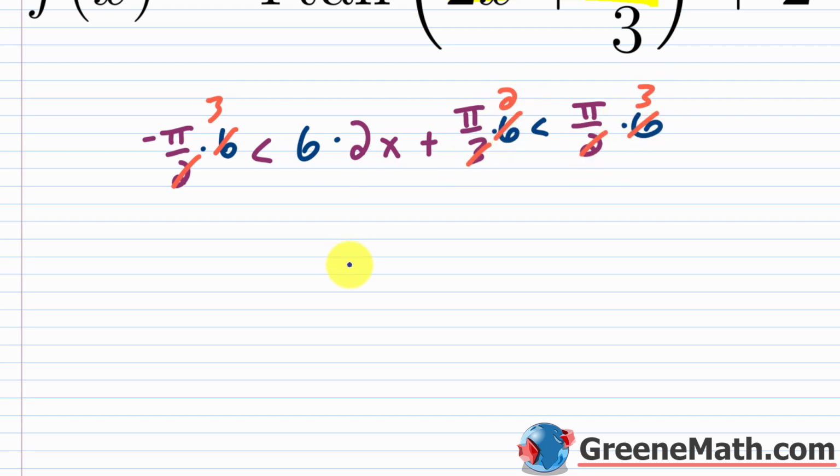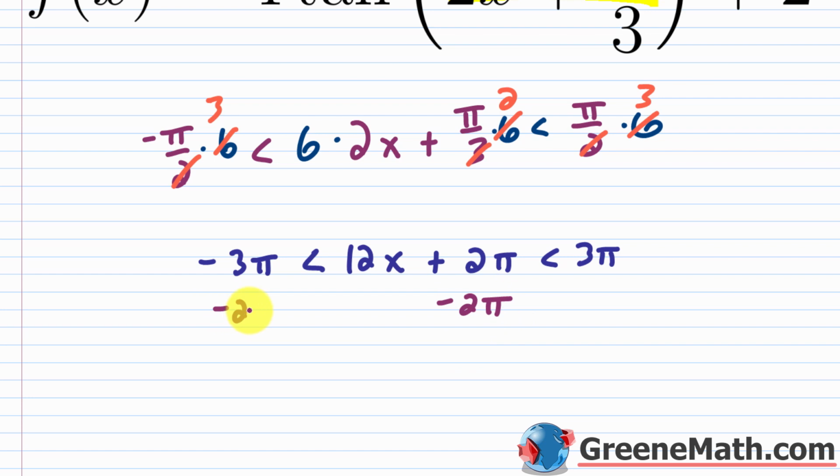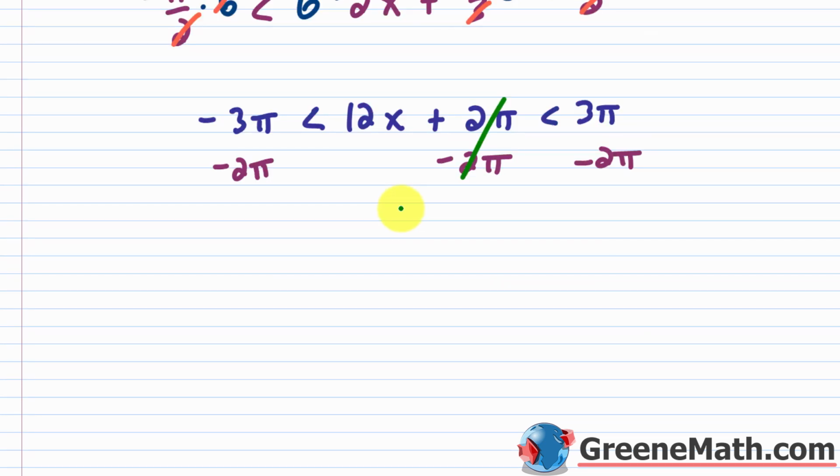So we would say that 3 times negative pi is negative 3 pi, and this is less than 2x times 6, which is 12x, plus 2 pi there. And then this is less than 3 times pi, which is 3 pi. All right, let's subtract 2 pi away from each part here. So we'll cancel this, and we'll say that 12x is greater than negative 3 pi minus 2 pi, that's negative 5 pi, and this is less than 3 pi minus 2 pi, that's going to be pi.